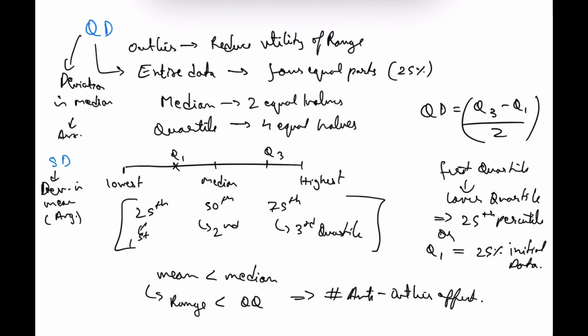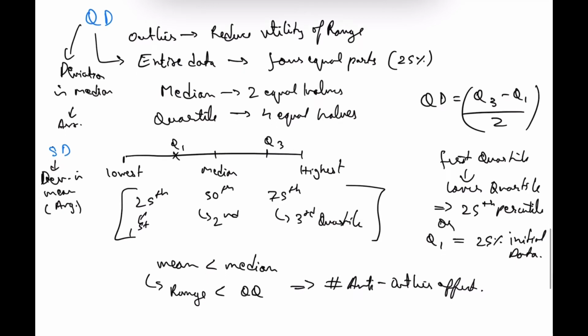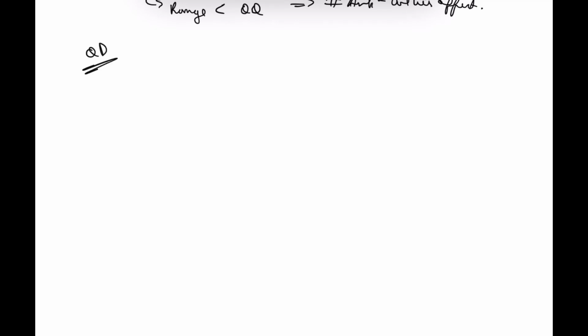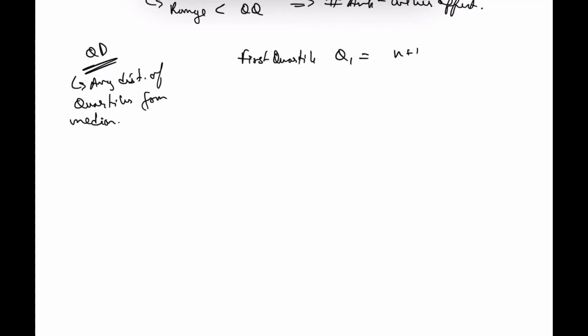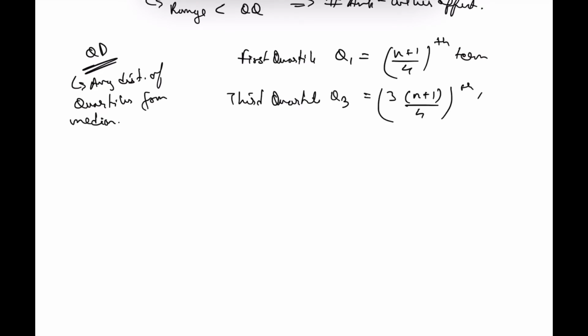Okay, so now let's talk about the steps to calculate quartile deviation or QD. To calculate QD, which is the average distance of quartiles from median, the first quartile or Q1 formula is n plus 1 upon 4 term, whereas the third quartile Q3 equals 3 times n plus 1 by 4th term, and QD will be Q3 minus Q1 by 2.